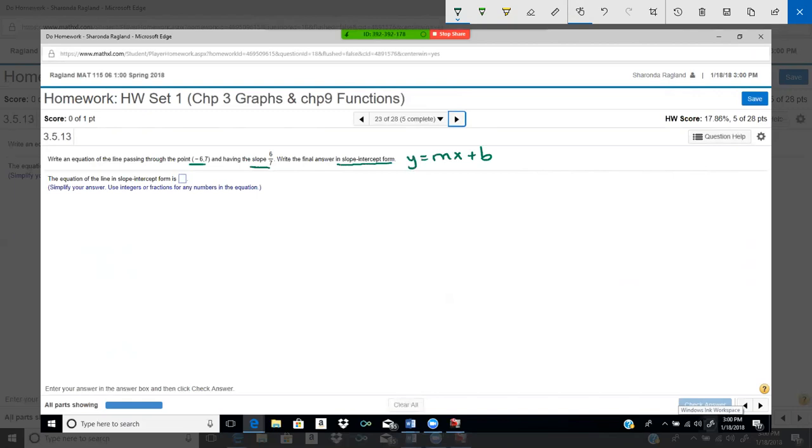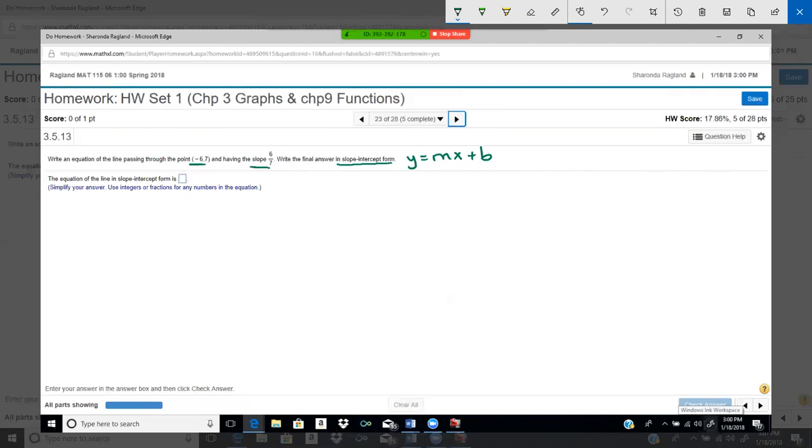Now, there are different ways you can go about doing this. You can either use the point-slope form since they give you a point and the slope, and then you would have to convert that to this form right here, which is not bad. Or you can just use the slope y-intercept form, replace the y, the m, and the x, and solve for b. All right, so let's look at it this way first.